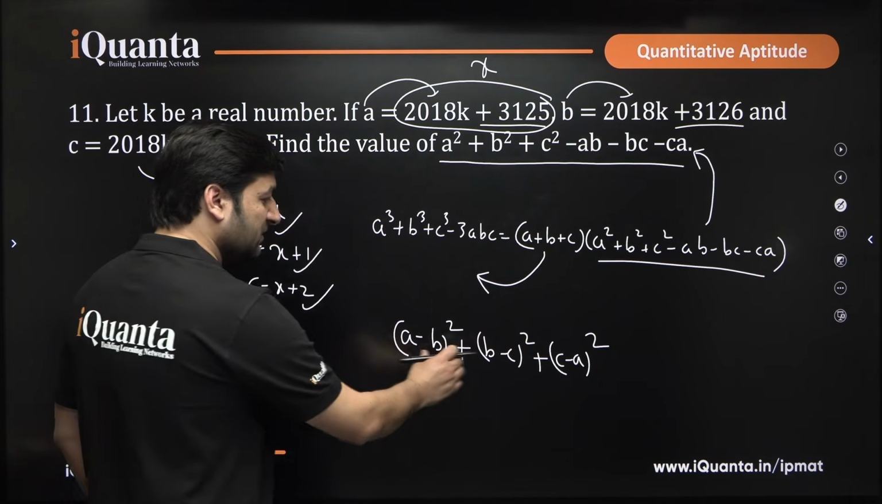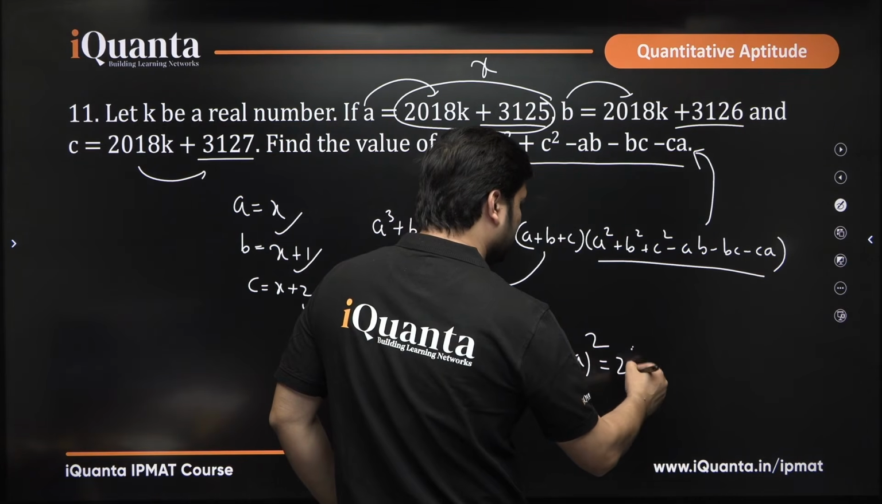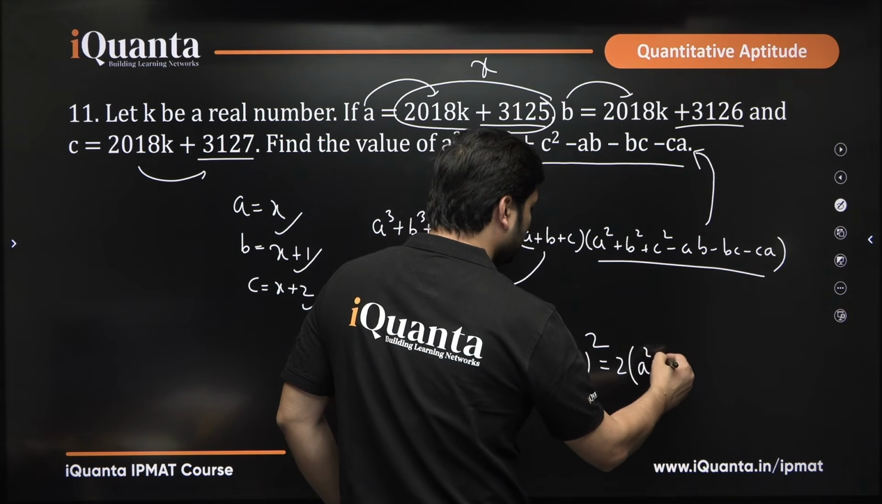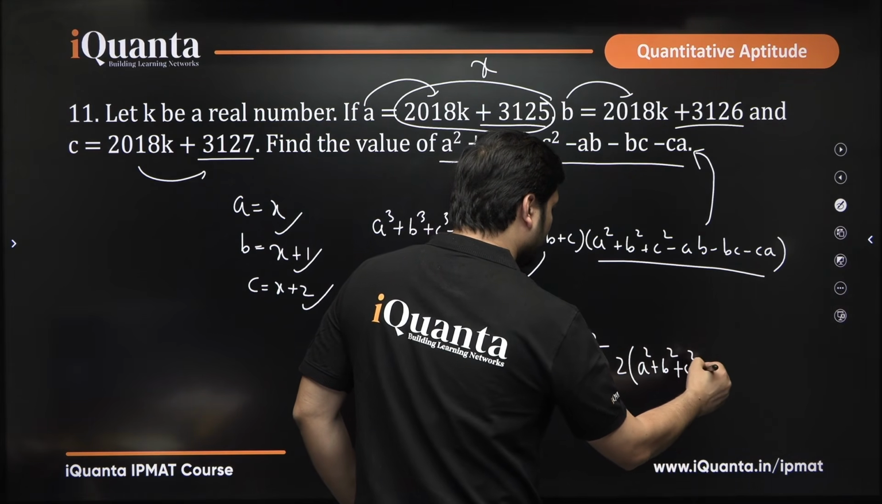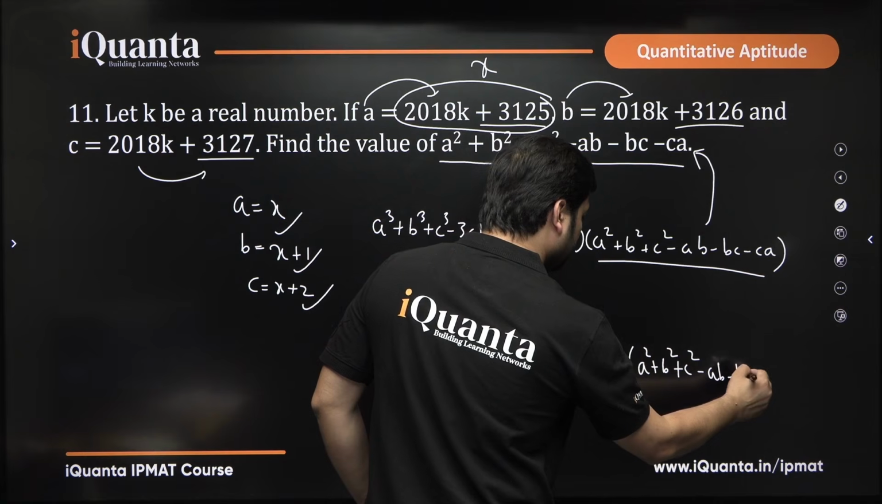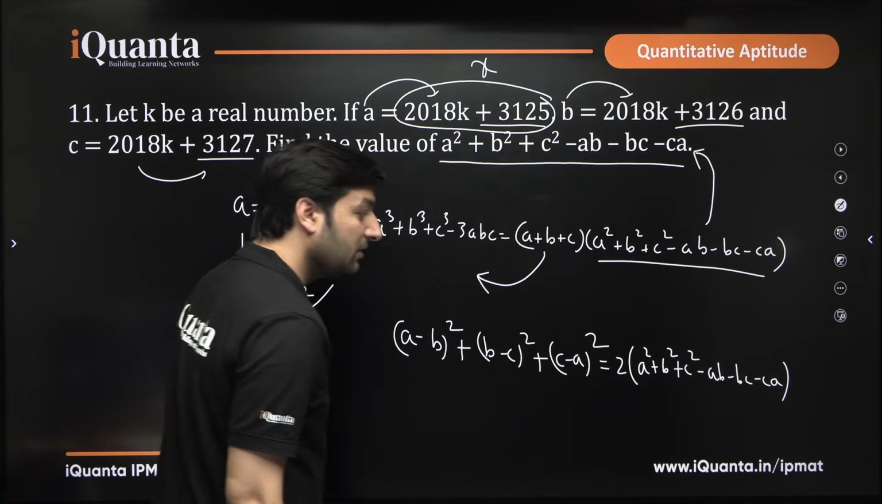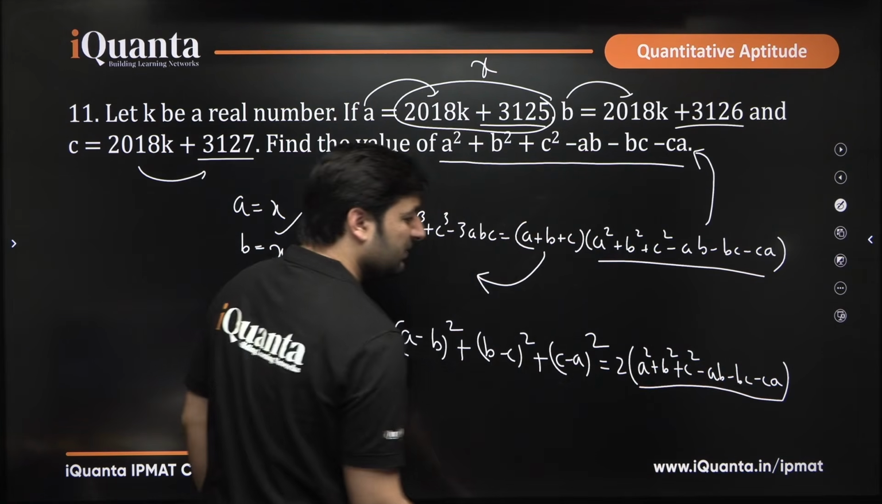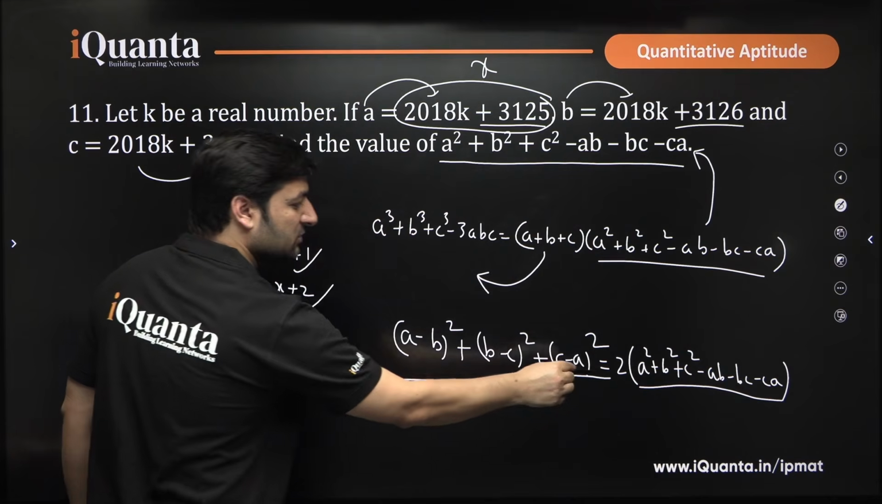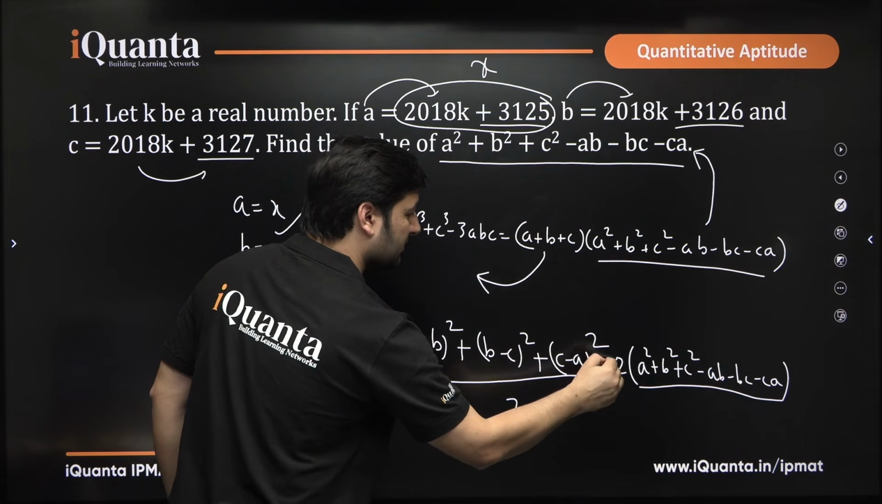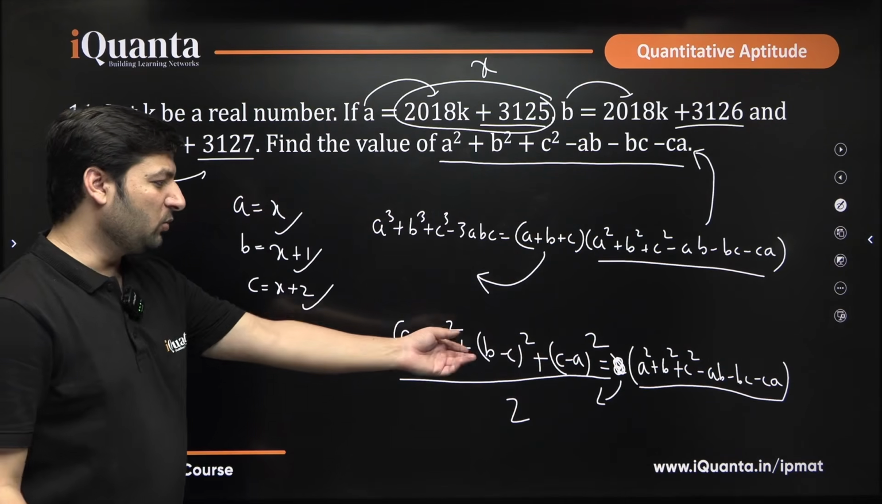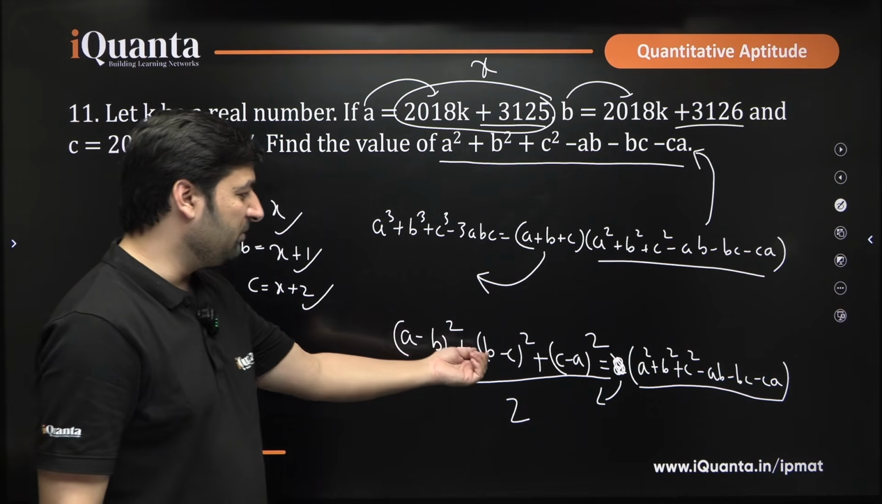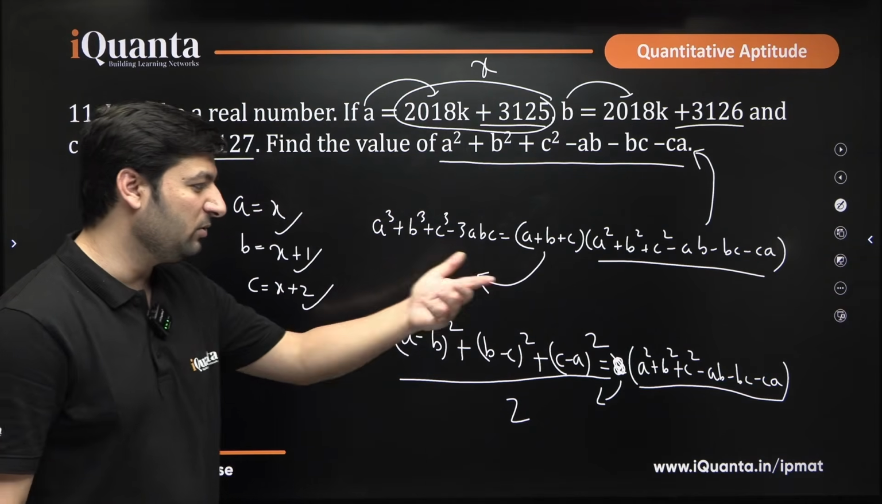Yes or no? If I solve this, this is going to become 2 times (a square plus b square plus c square minus ab minus bc minus ca), right? You need this. If you need this, you can bring this 2 in the denominator here, right? Now you can easily find out the value of (a minus b) square, (b minus c) square, (c minus a) square divided by 2, you will be getting the value.